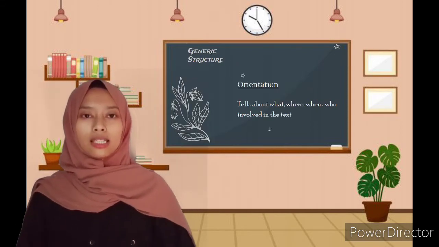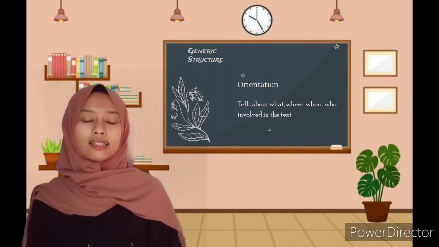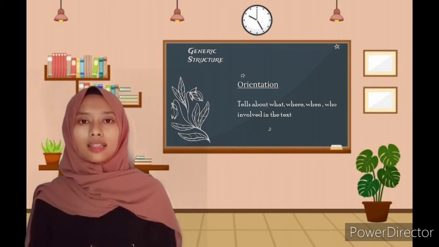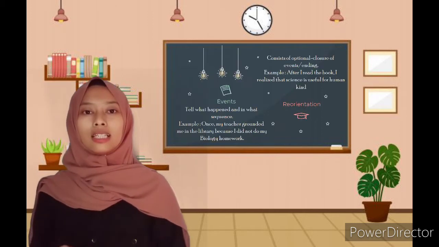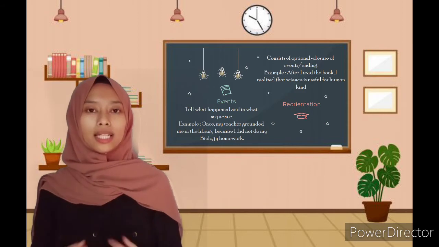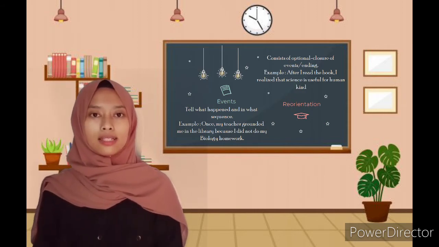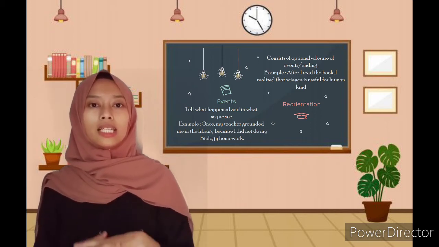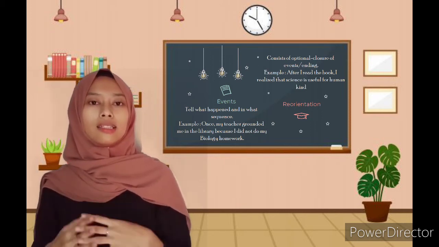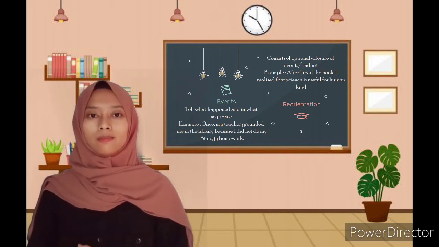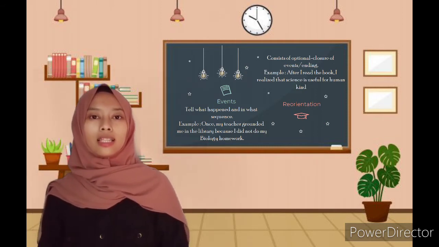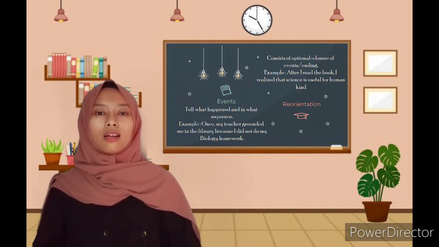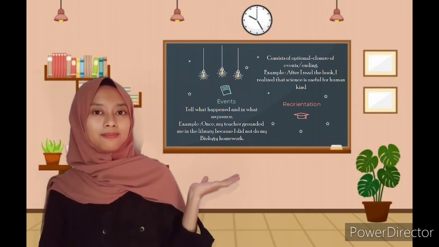The first is orientation. Orientation tells us about what, who, where, when involved in the text. And the events tell us about what happened and in what sequence. For example, once my teacher grounded me in the library because I didn't do my biology homework. And the last is reorientation. Reorientation is the ending of the text. For example, you can see on the screen.